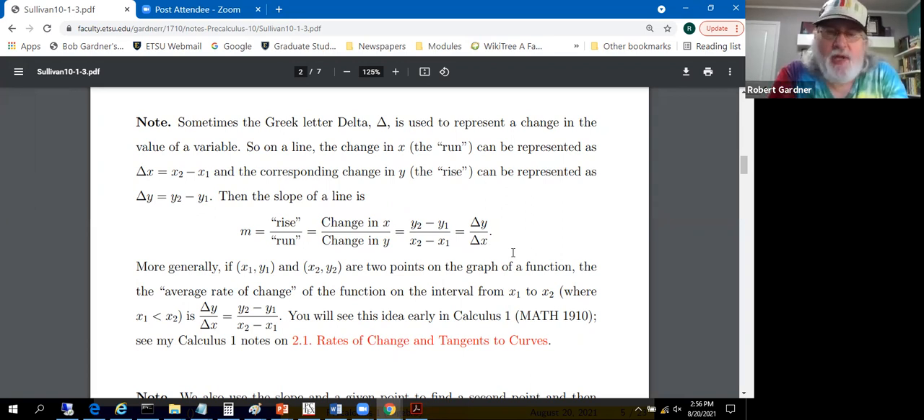And this concept of change in will play a role in Calculus 1 very early on. I've made a reference to my online calculus notes, and there's hyperlinks to all this stuff in the online notes.